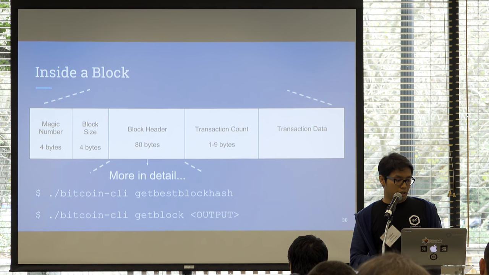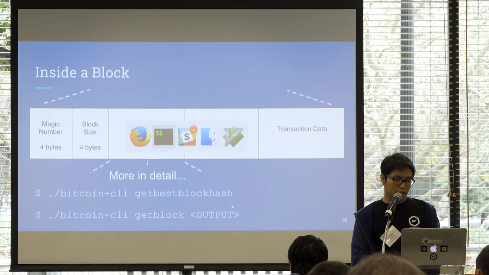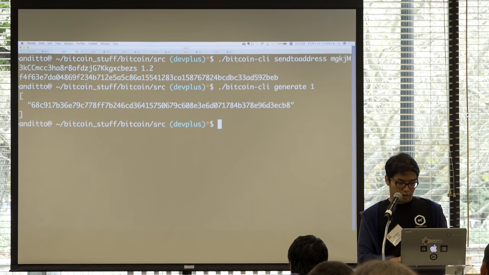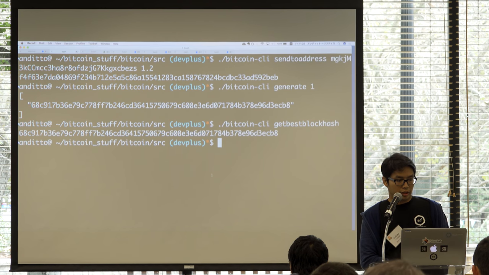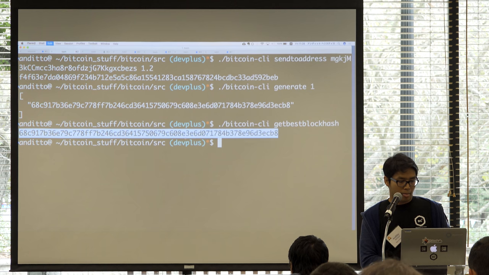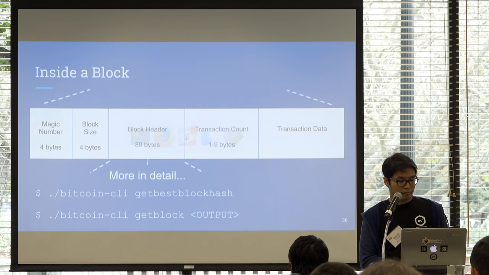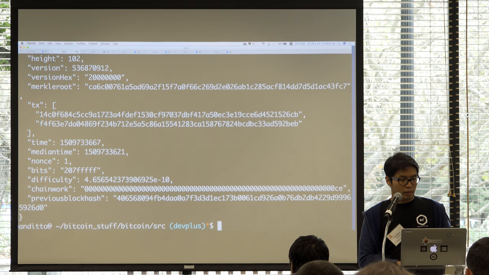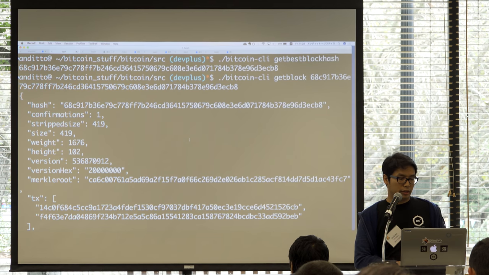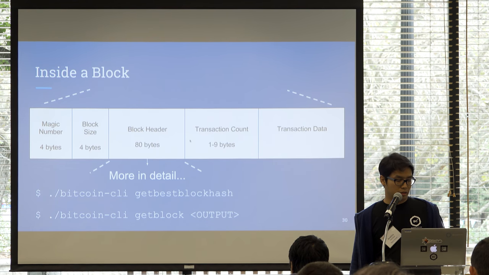And to get inside of it, let's say you run get best block hash, you get the most recent block. You get that, which is the same number as the one on the top. And you can get that block by using the command get block. Boom, and then you get generally the same info that you would get in this chart.